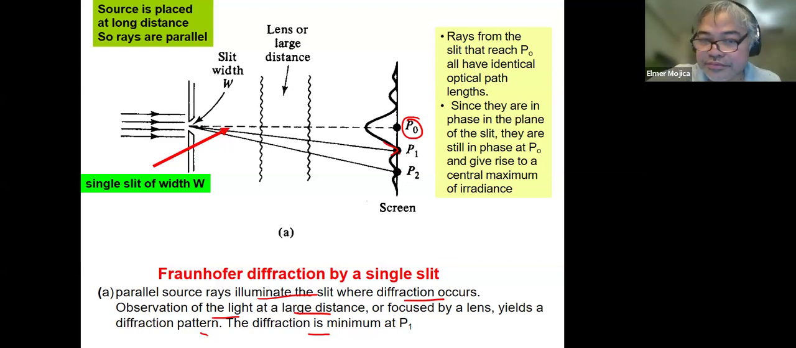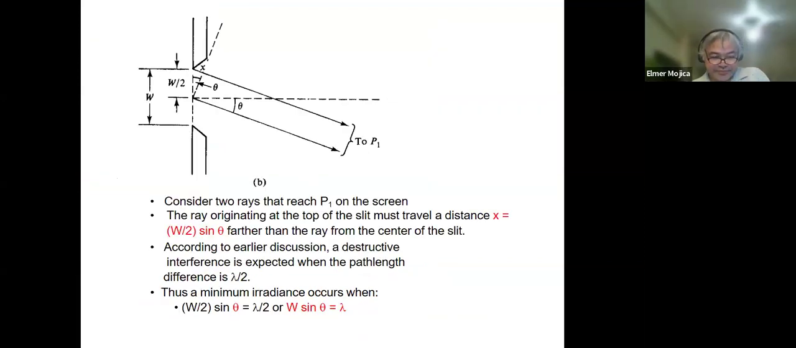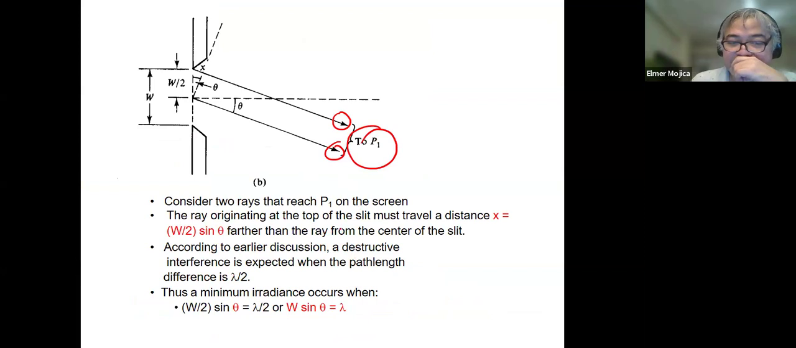Now, what happened here? There are two rays that reach P1, this ray and this ray, okay? If you consider these two rays that reach this area here, the ray originating at the top of the slit must travel a distance of x equals W (the width) over 2 sine theta farther than the ray from the center of the slit. So one here in the center and the one over that one.